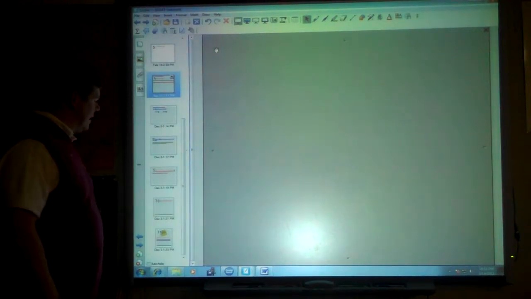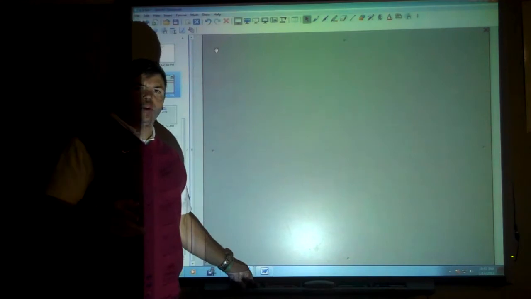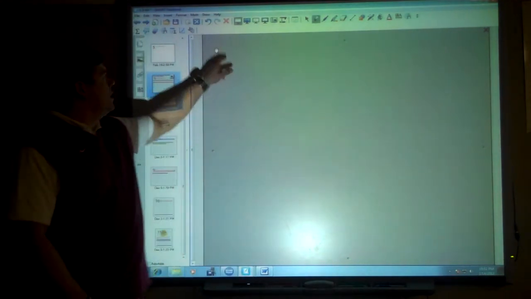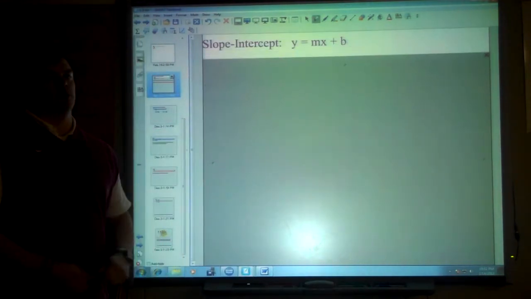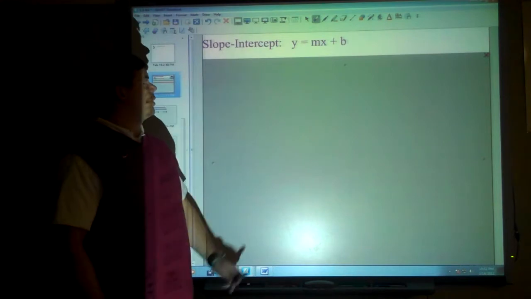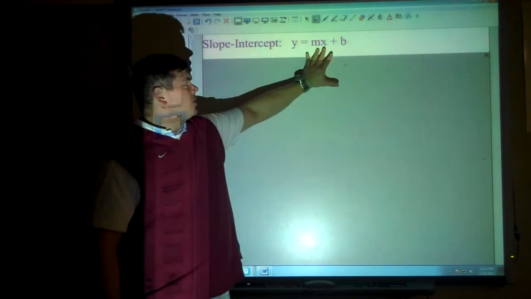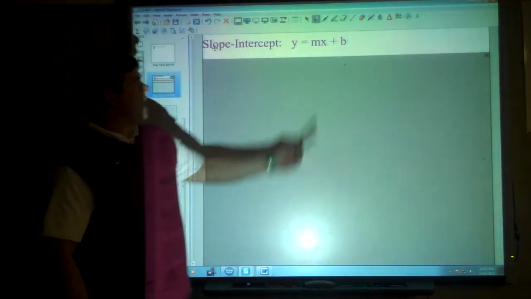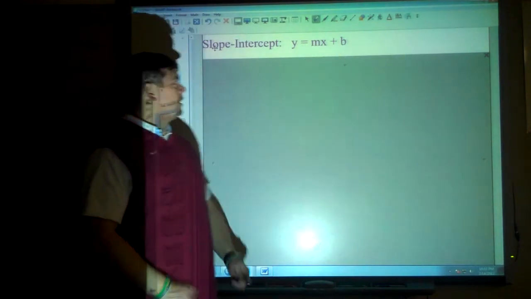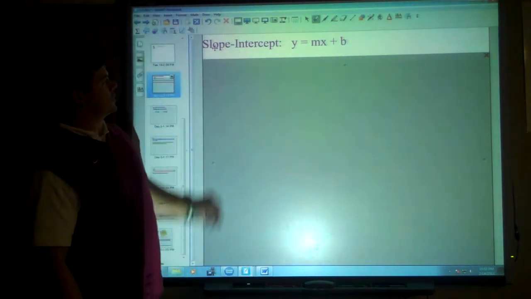Intro Algebra Lesson 5-6a. I'd like to recap what we know so far. One thing we know is y equals mx plus b, slope-intercept form. This is not a new form. This is something we've talked extensively about. We know that m is the slope and we know that b is your y-intercept. That's why it's called slope-intercept form.